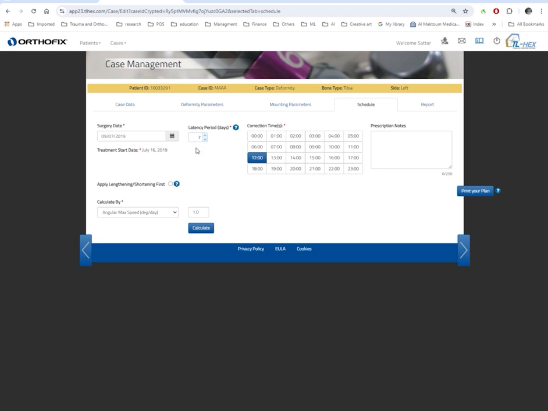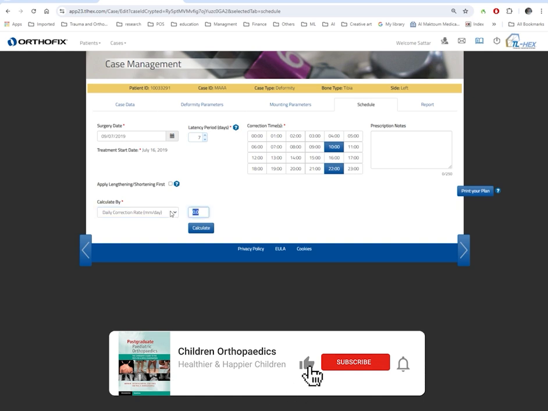Usually I start the correction after 7 days, or you can decide the date. We are planning the surgery date on the 9th of July. After 7 days, the program will start. Let's say I'm happy with that, it's going to be the 16th of July where I start the treatment. I usually correct twice a day, 10 o'clock in the morning and 10 o'clock in the evening. And I usually go with daily correction of 1 millimeter a day.